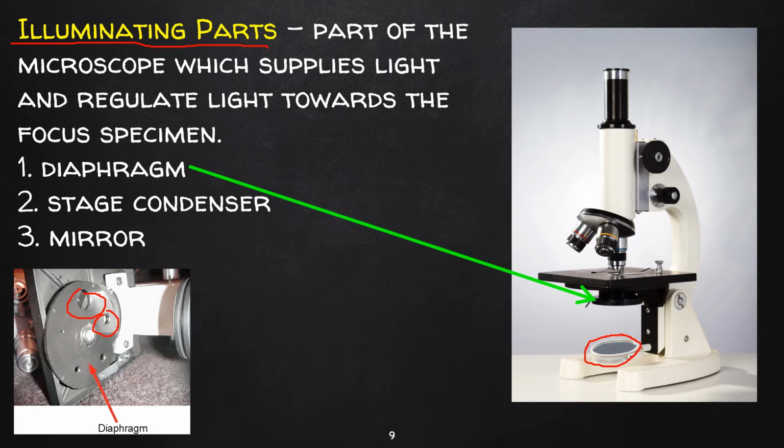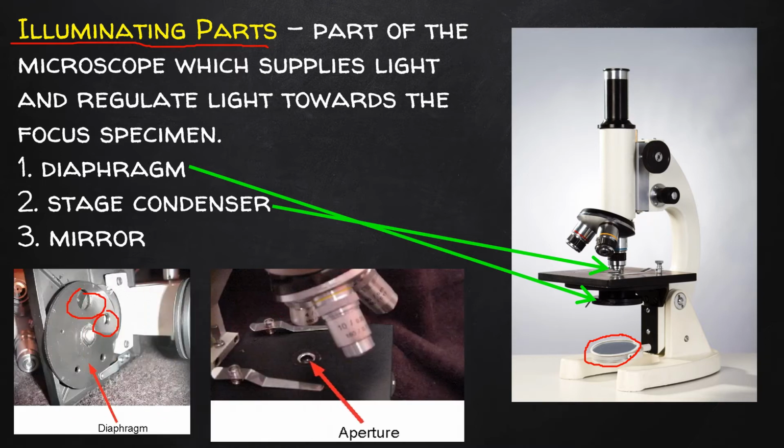The second one is the stage condenser. Yung stage condenser is also known as the aperture. So kung titingnan mo, ito yung butas sa gitna ng stage kung saan light would pass through from the mirror going through the specimen. And of course, the light source itself would be the mirror. Yung sinabi ko kanina, pwede yang maging light bulb or from sunlight yung magpo-provide ng illumination or liwanag through the microscope.